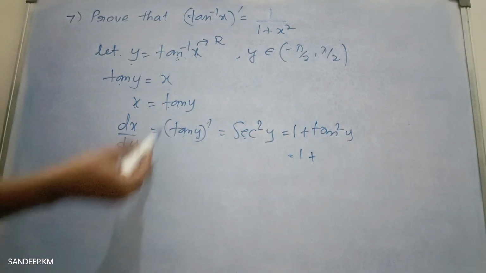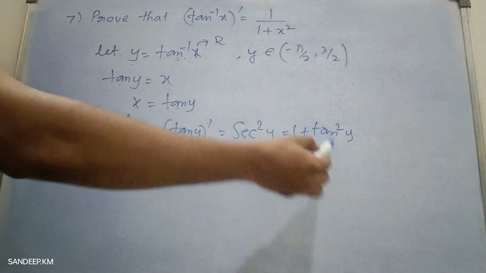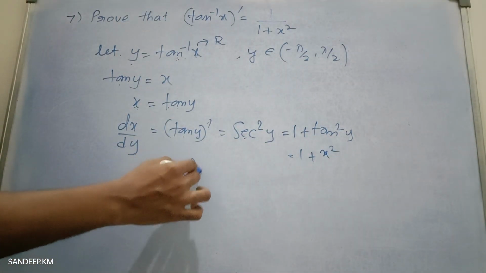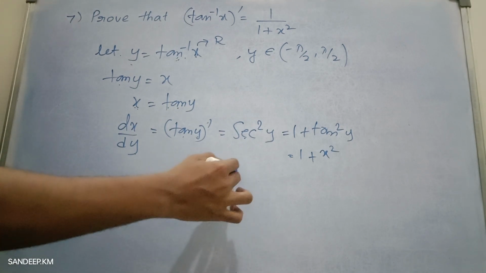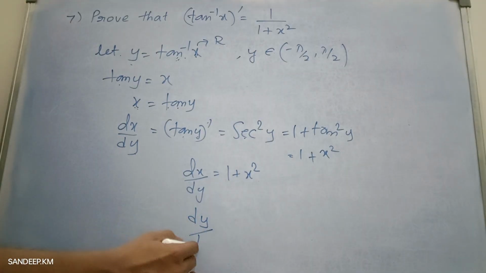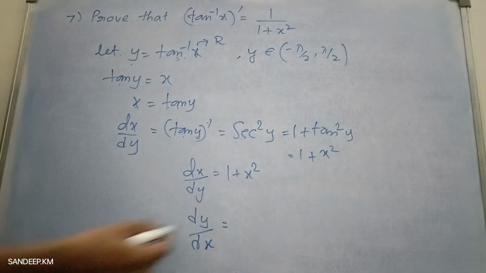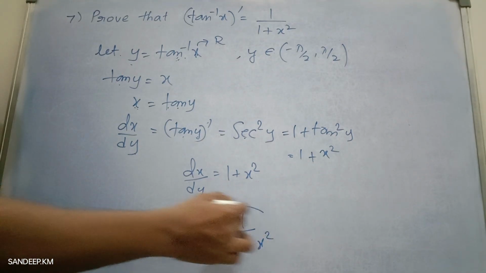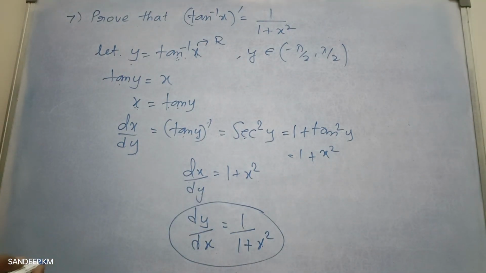So 1 plus, if tan y is x, then tan square y is x square. So what we found is that dx by dy is 1 plus x square. But we are supposed to find dy by dx. Dy by dx is what? By taking reciprocal on both sides, we get 1 by 1 plus x square. Therefore, dy by dx, dear students.